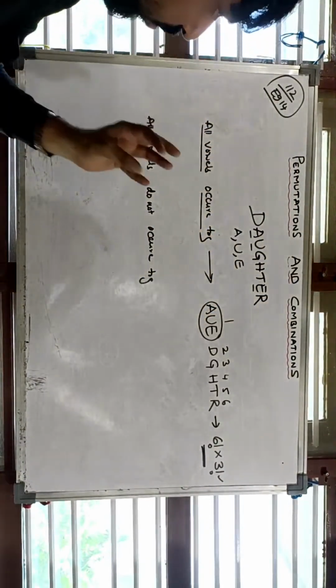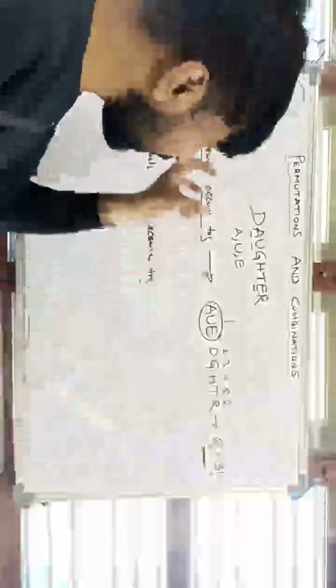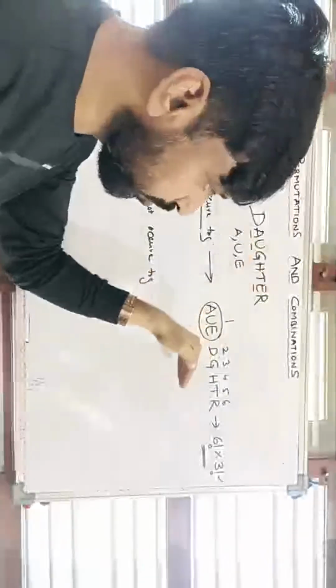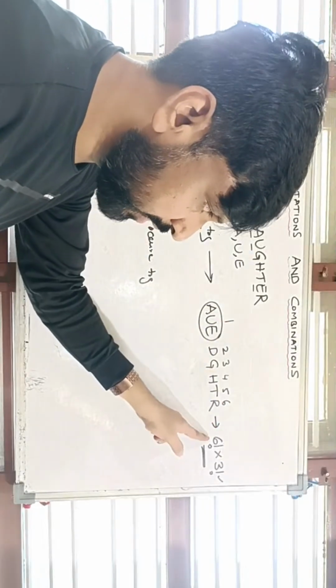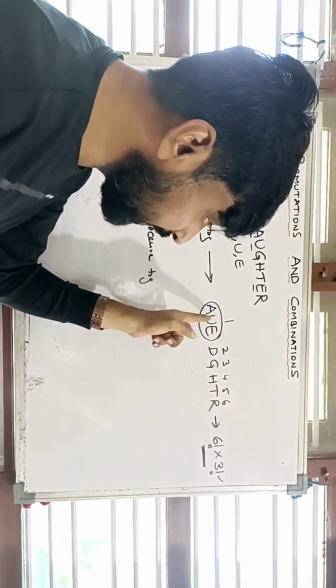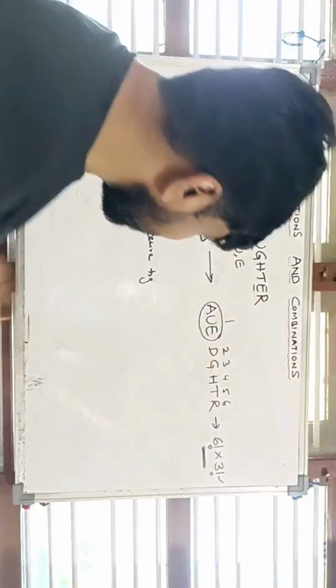The logic is: whenever they say all vowels occur together, that case is most important. Let them be one unit and write down the remaining letters, then give the order. Then count how many letters there are, and how many letters are in that one unit. And if any letter is repeated, you write that factorial in the denominator. Now let us come to the next.